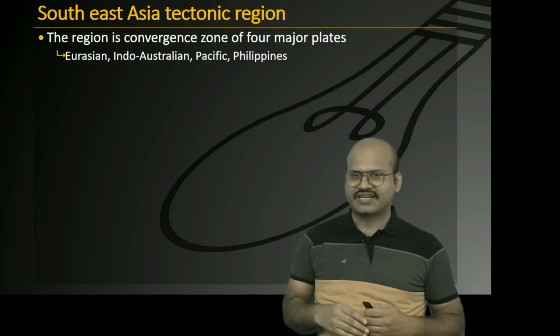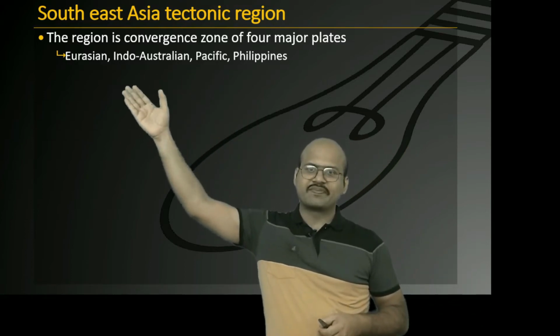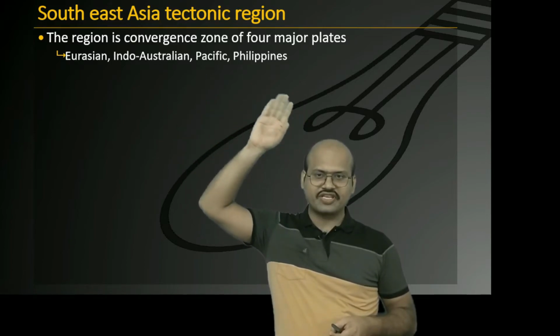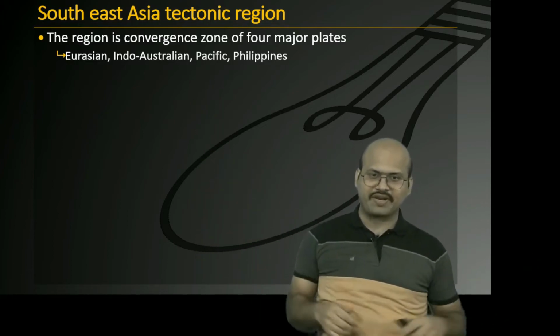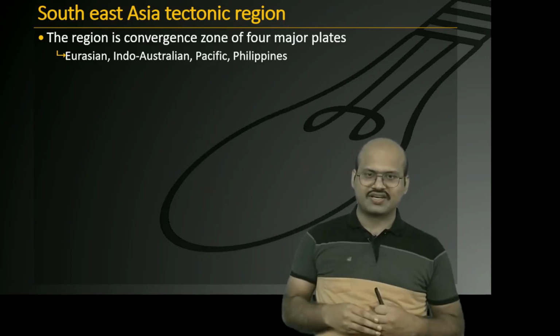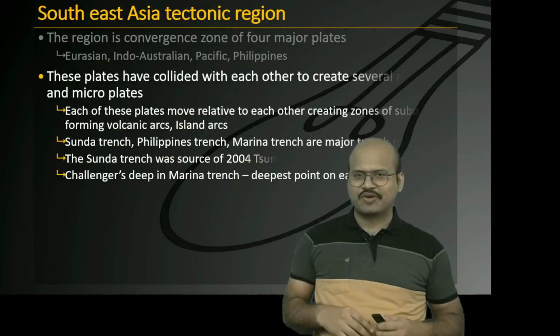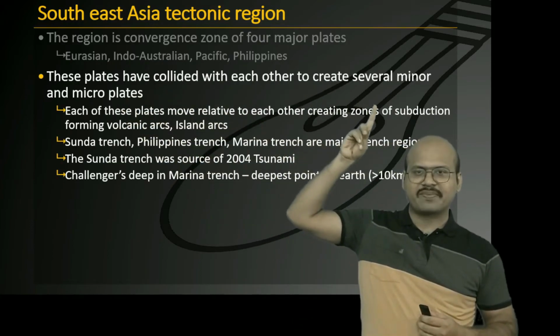Now let's quickly summarize what we have discussed about the Southeast Asia tectonic region. We have seen that the region is a convergence zone of four major plates: Eurasian plate, Indo-Australian plate, Pacific plate, and Philippines plate. Out of these four plates, three are the major plates. They are very big plates, and when they move towards each other, a lot of compressive force exists. And it is because of this that the area has been divided into several minor and micro plates.